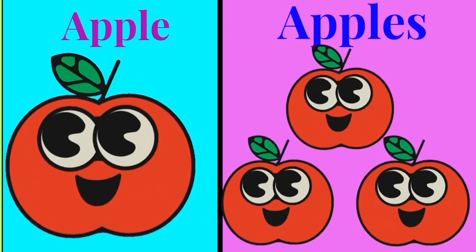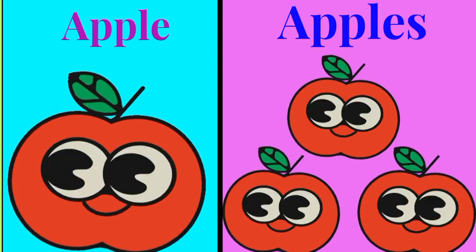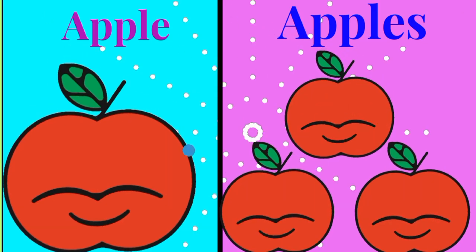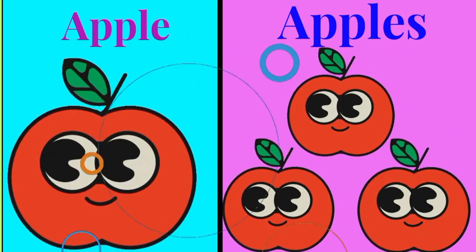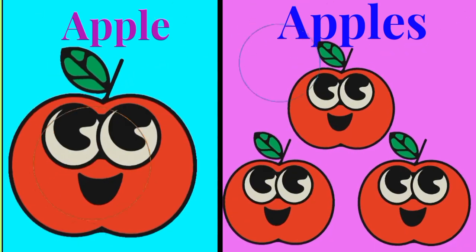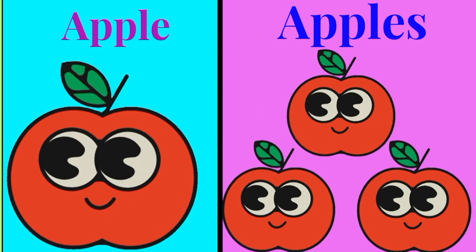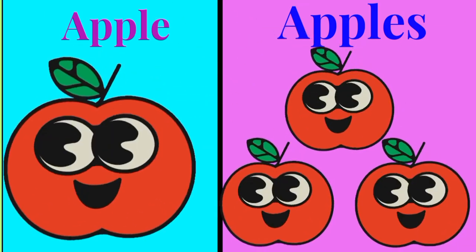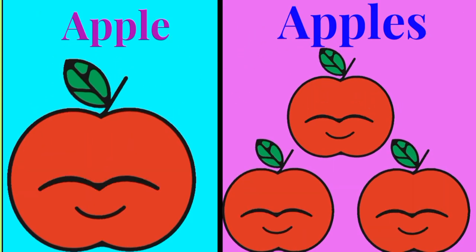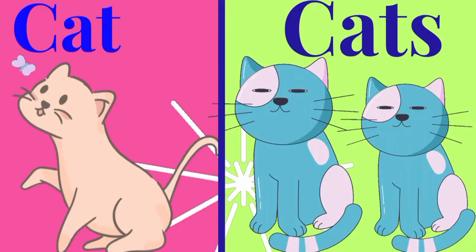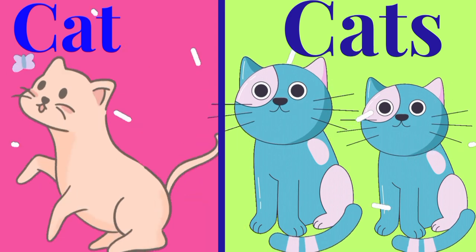On the green screen there is one apple. So we write APPLE, apple. And on the pink we see there are many apples. Many means when the objects are more than one. So we add S to it. That is APPLES.